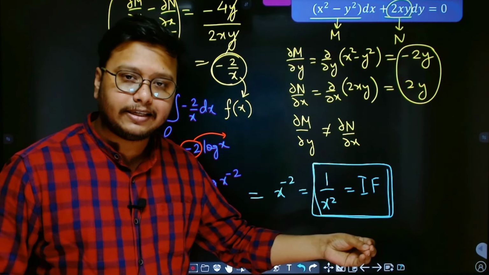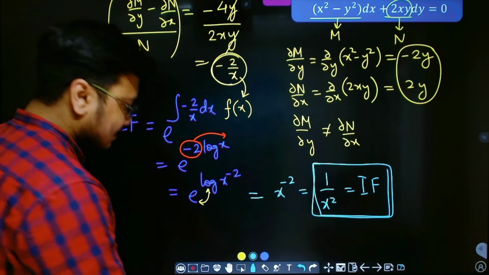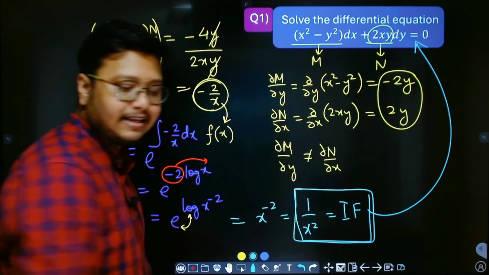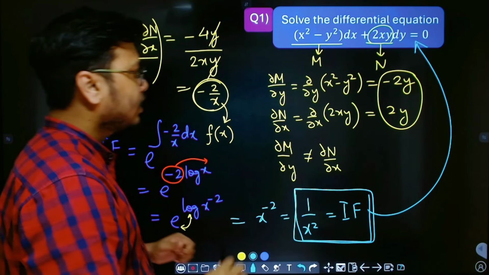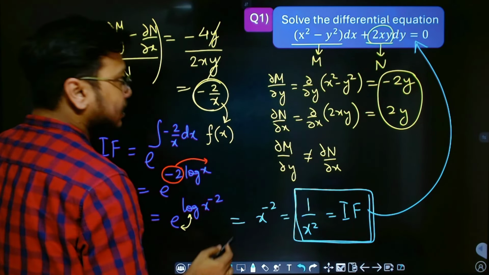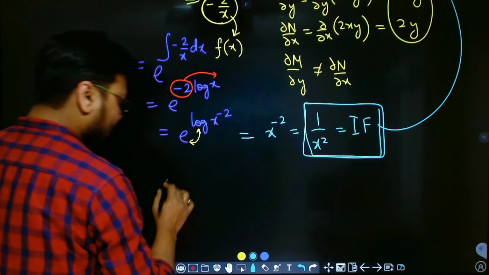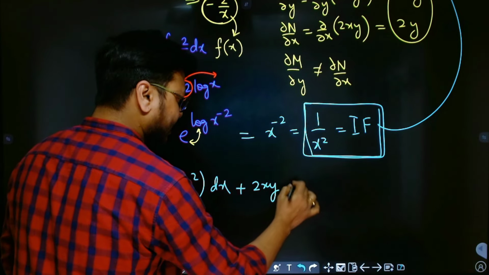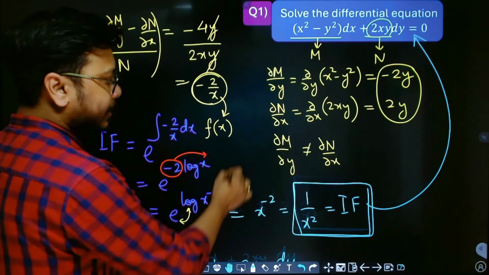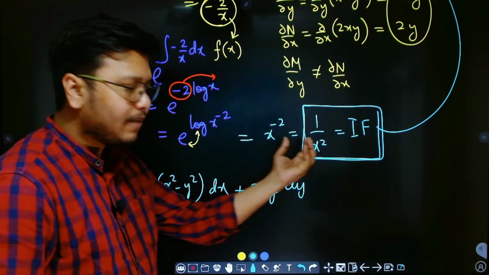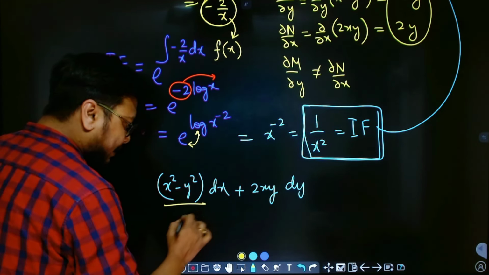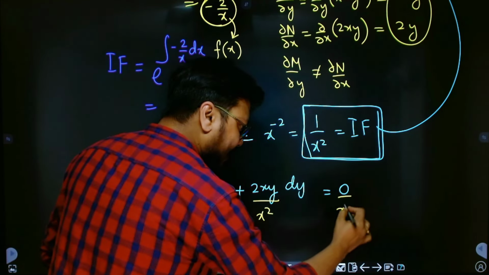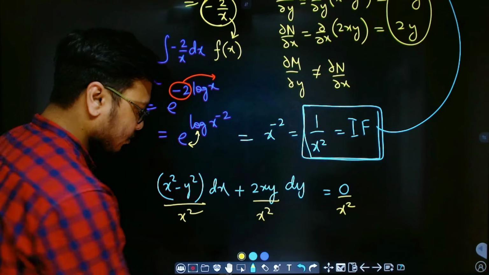Now the moment you have got the integrating factor, the steps are simple to follow. We need to multiply this integrating factor with the given differential equation. So I'm going to multiply this on both sides of the differential equation. My equation is x square minus y square dx plus 2xy dy. I hope I've copied it correctly. Yes, so this is my differential equation. I want to multiply it with 1 by x square, and the right hand side remains 0.